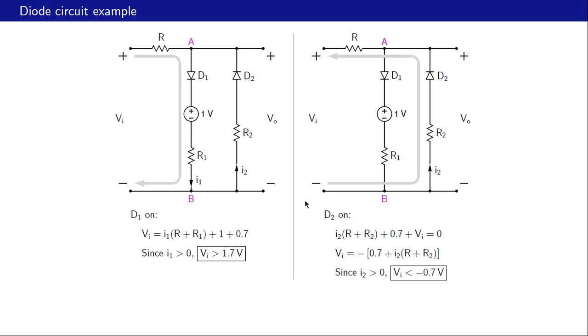Here is our second case in which D2 is conducting but D1 is not conducting. And let us obtain VI in this case by writing the KVL for this loop.